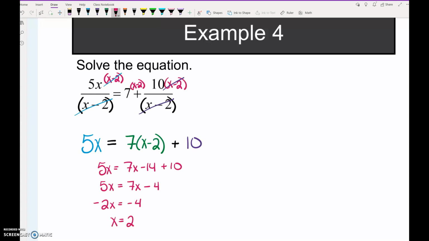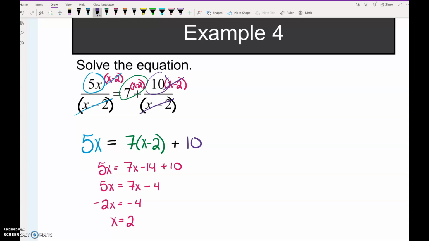So if we multiply every term by x minus 2, in the first one, the x minus 2 cancels, so we just have the 5x left. In the next one, there wasn't a fraction to begin with, so we have 7 times the quantity x minus 2. And then in this last one, the x minus 2 cancels, so we have 10. When we distribute the 7, combine like terms, get all of our x's to one side, we end up with the solution x equals 2.